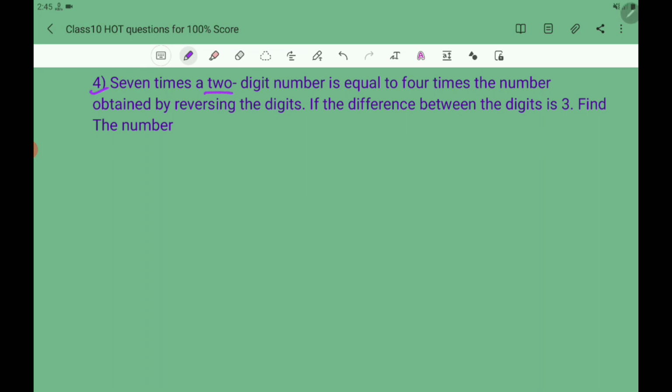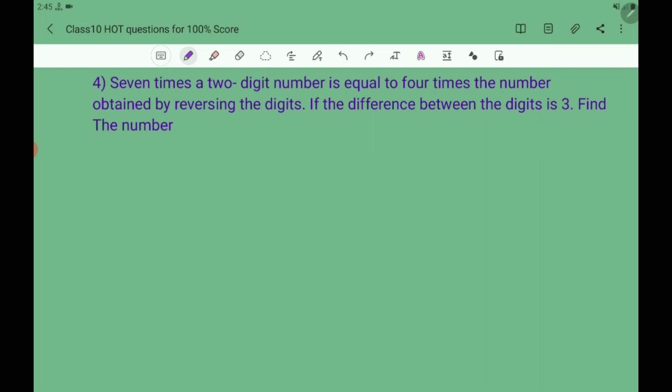Now you take the fourth HOT question. 7 times a 2-digit number is equal to 4 times the number obtained by reversing the digits. If the difference between the digits is 3, find the number. Here the number is a 2-digit number, and 7 times it equals 4 times the number obtained by reversing the digits. And also it is given that the difference between the 2 digits is 3.